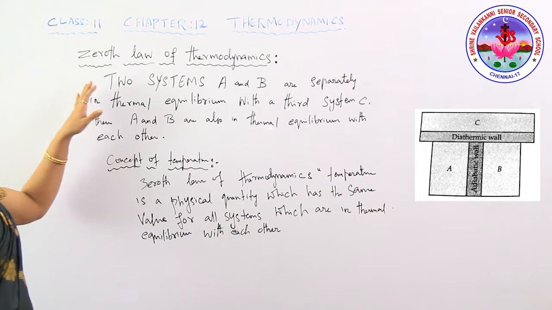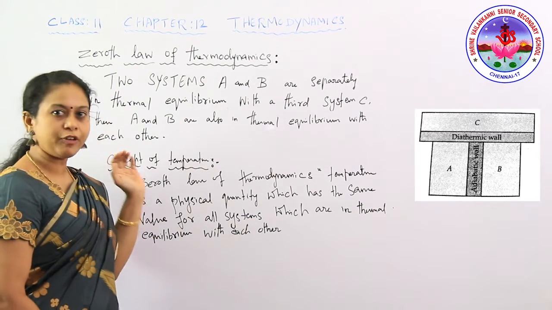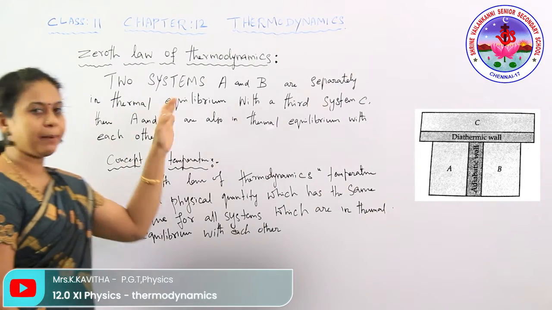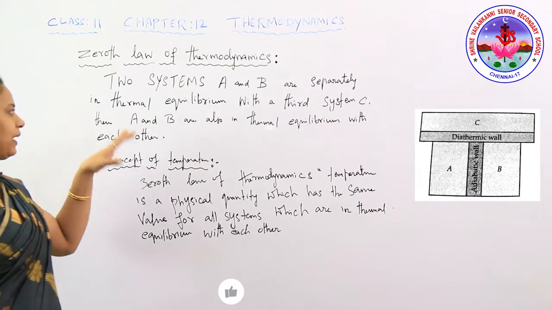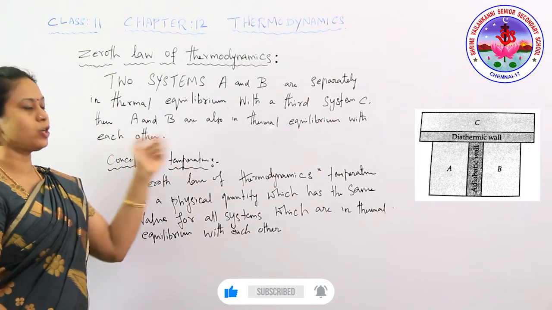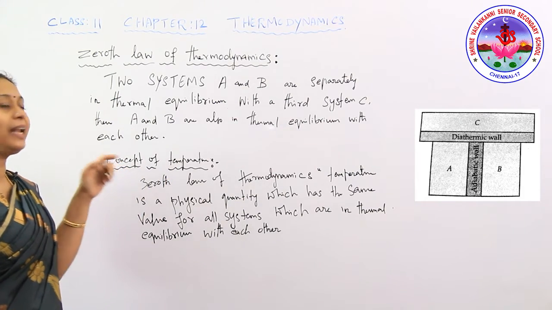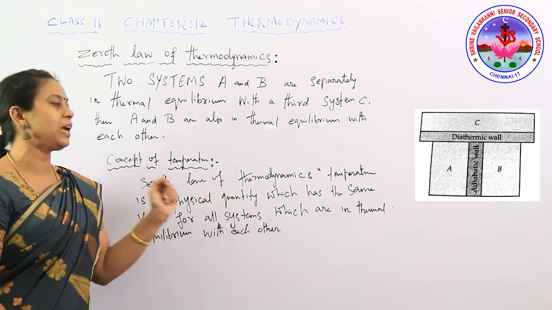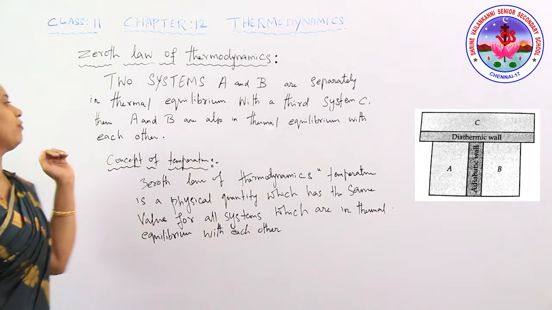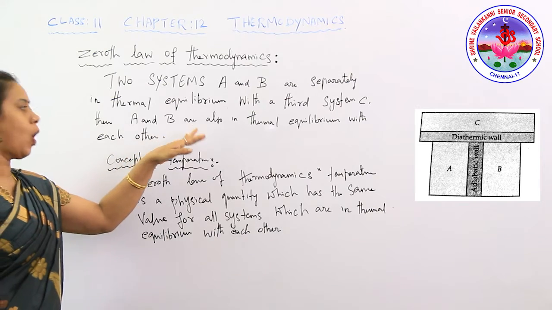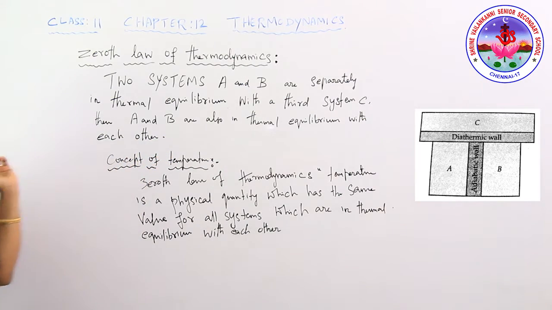Yes, students. The next one is the Zeroth Law of Thermodynamics. If two systems, A and B, are separately kept in thermal equilibrium with a third system, as the diagram on the screen shows, then A and B are also in thermal equilibrium with each other. See the diagram, students.